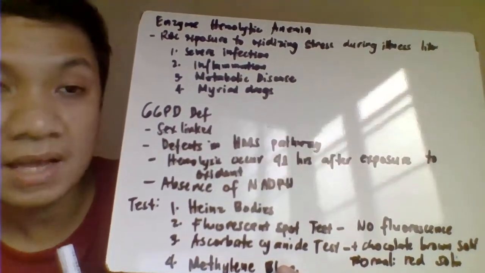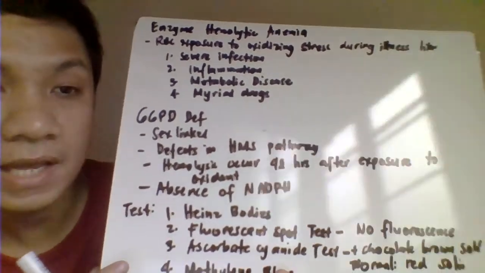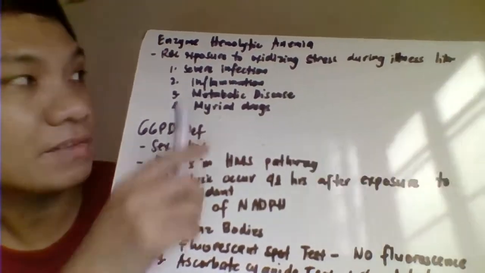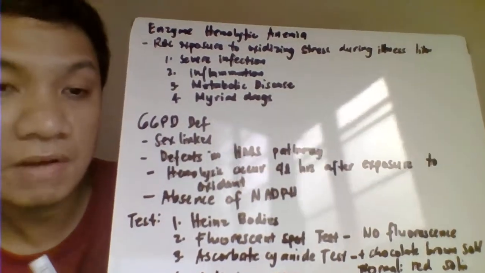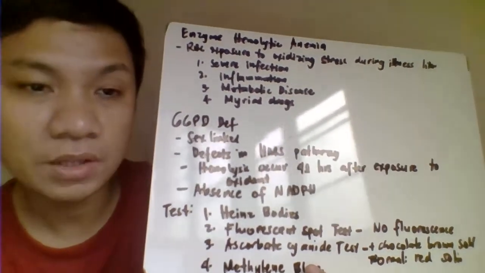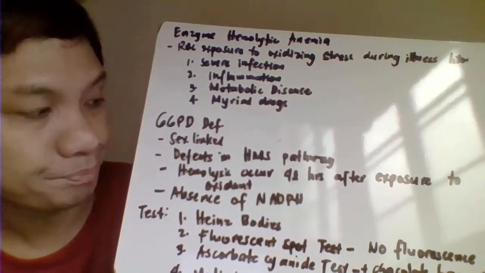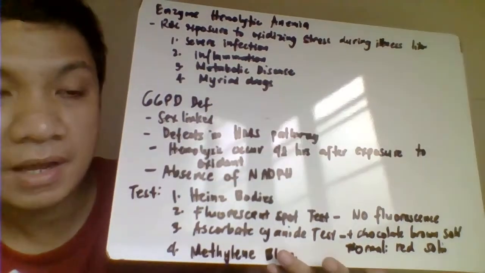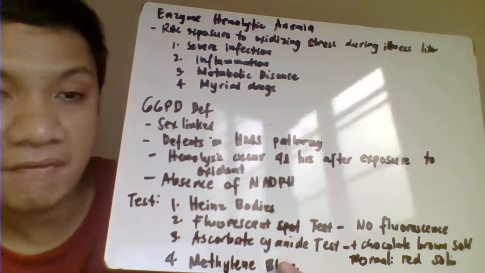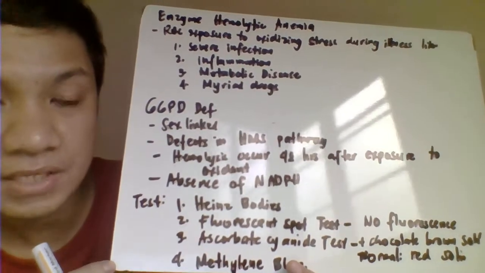In the absence of the enzymes, basically when the RBC has been exposed to an oxidizing agent, for example in severe infection, inflammation, metabolic disease, or even drugs, it would result in the rupture or lysis of your RBC. The first and most prominent enzyme defect would be your glucose 6-phosphate dehydrogenase deficiency.